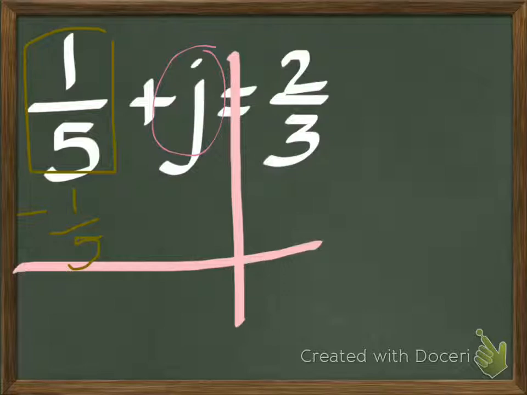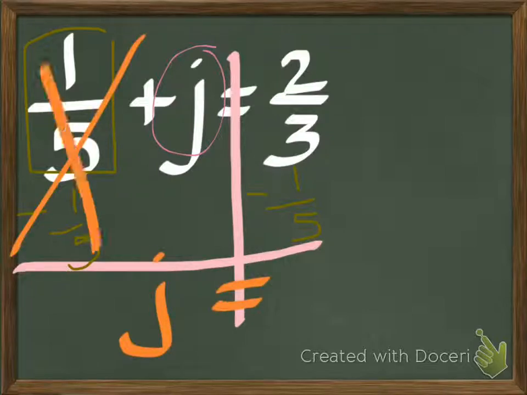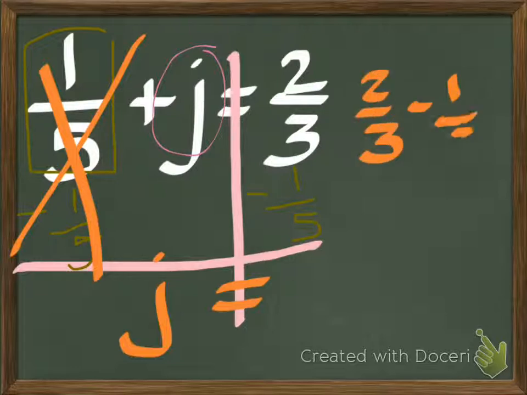What I do to one side of the equal sign, I do to the other. So I'm now left with j all by itself. I bring down my equal sign, because this is gone, right? I bring down my equal sign, and now I have to figure out what's 2/3 minus 1/5. The way it is right now, guys, we cannot do it. I have to find the common denominator.